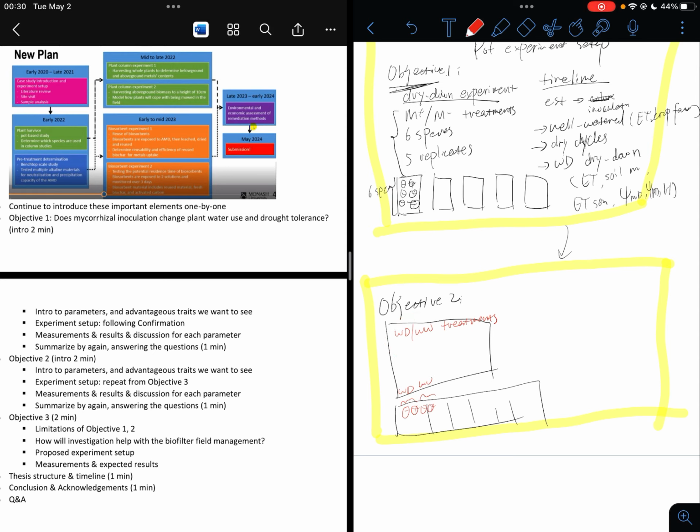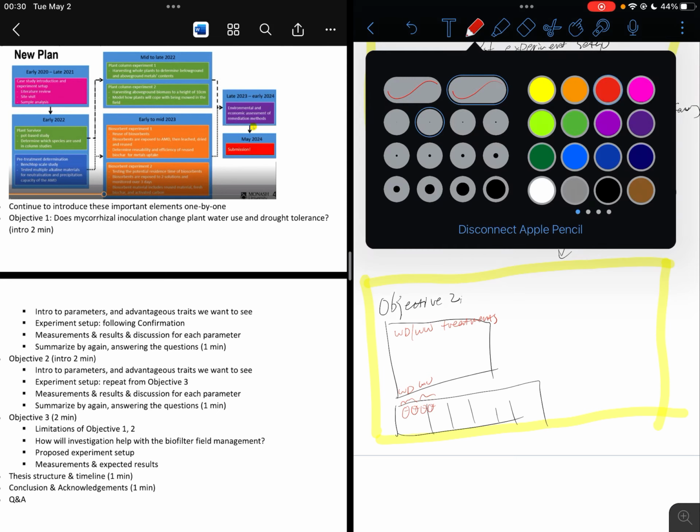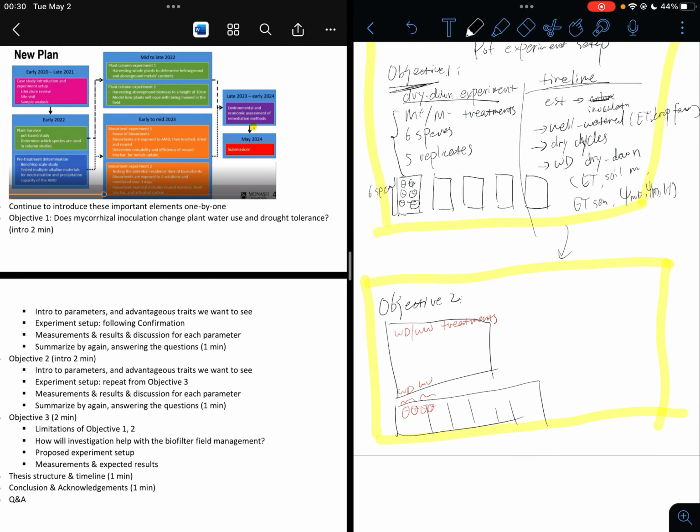And then we go to the timeline. I think it's roughly the same thing, so just copy that under there, and then change the morphology parts. The timeline and establishment are the same, and we go to the inoculation, the well-watered phase, and the water deficit phase. So the dry cycle, we keep the same.